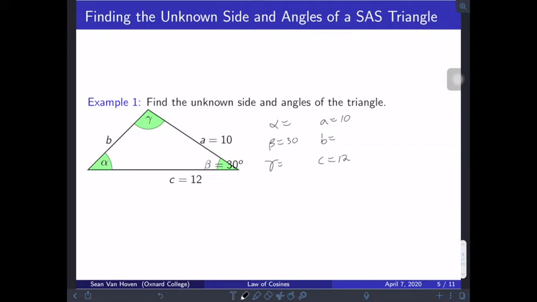Our law of cosines states that our b squared will be equal to our a squared, which is 10 squared, plus our c squared, which is 12 squared, minus 2 times our a times our c times the cosine of our beta. And, well, with 1 step of algebra, we can just take the square root of both sides, and we can get that our b is equal to 6.0.